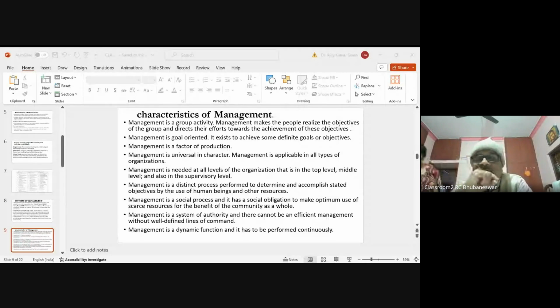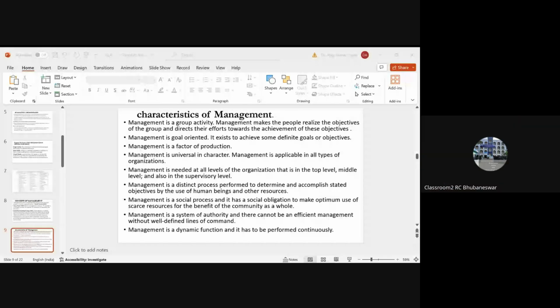The first characteristic. Anyone? Yes. Someone, what is the meaning of the first sentence, the first characteristic, please? Voluntarily one should explain, or otherwise I will ask someone. Yes, continue. Sir, can I? Yes, continue. Sir, management is a group activity.